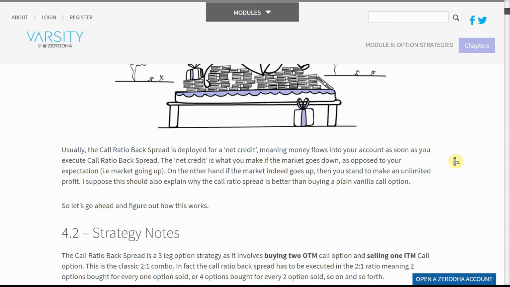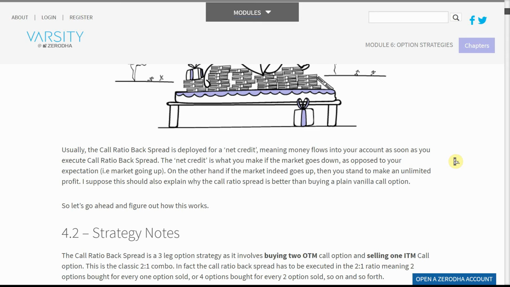The net credit is what you make if the market goes down, as opposed to your expectation, i.e. market going up. On the other hand, if the market indeed goes up, then you stand to make an unlimited profit. I suppose this should also explain why the call ratio spread is better than buying a plain vanilla call option. So let's go ahead and figure out how this works.